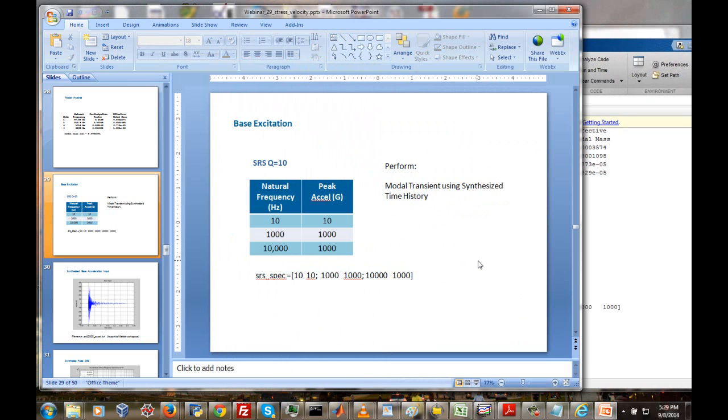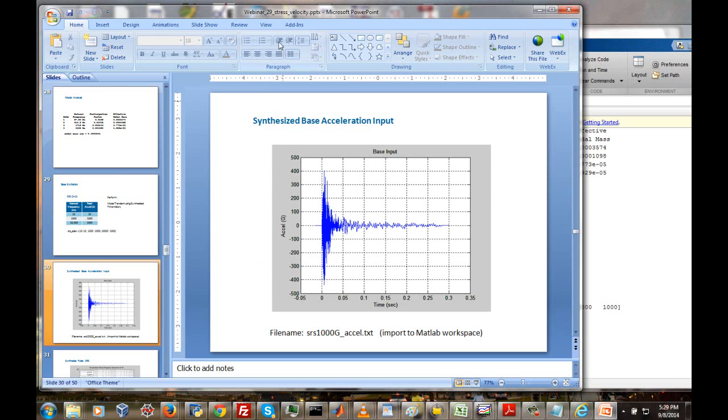Now I've already synthesized a time history to satisfy this SRS, and we've covered SRS synthesis in a previous unit. So if you're motivated and you like to really dig into the details, you can go back and synthesize your own time history to satisfy that SRS. And here is what it is.